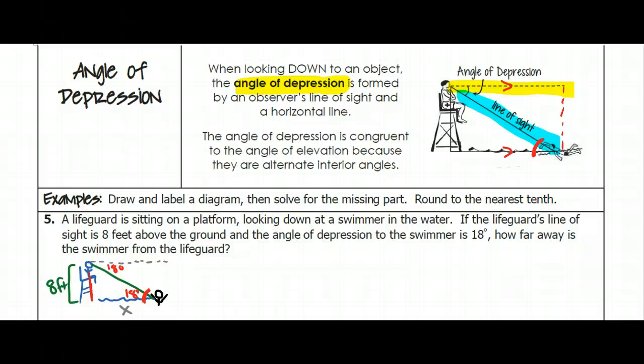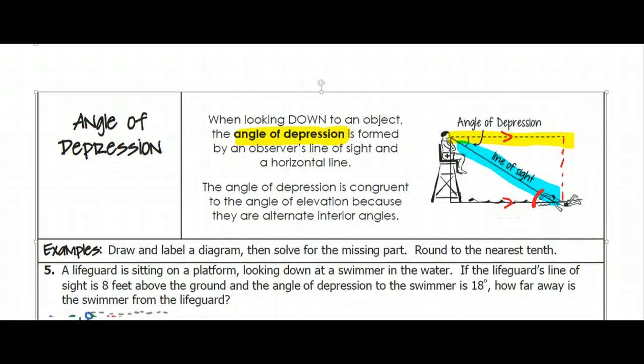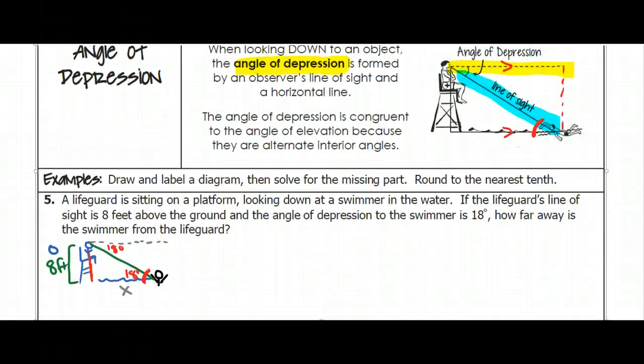From this point on, normal trig problem. We label the opposite side. That would be the 8 feet. The adjacent side is right there. And here's the hypotenuse that we're not going to use. And since we have O and H again, we're going to use the tangent ratio. Tangent of 18 degrees equals 8 over x.